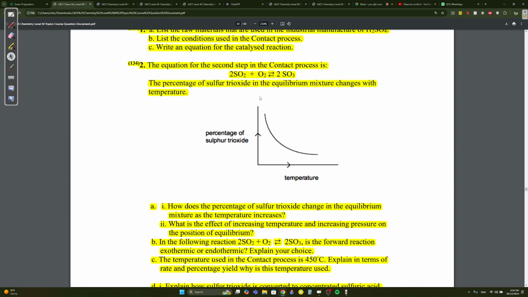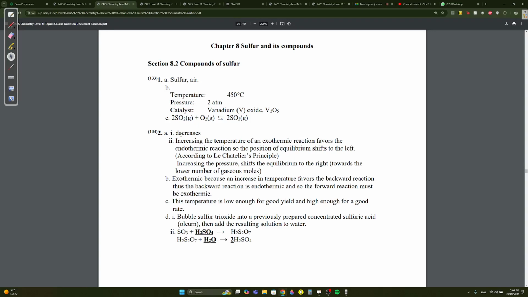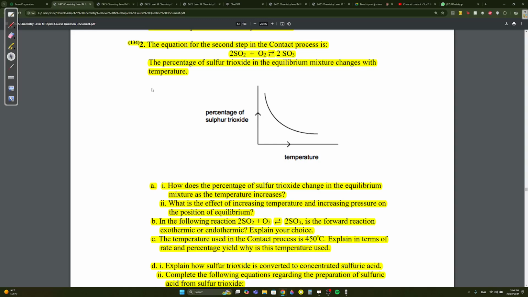The percentage of sulfur trioxide in the equilibrium mixture changes with temperature. Okay, so percentage of sulfur trioxide, as you increase temperature, the percentage of sulfur trioxide decreases. How does the percentage of sulfur trioxide change? Okay, we just said as you increase temperature, it decreases, right? So increasing decreases, yeah. Percentage of sulfur trioxide decreases.